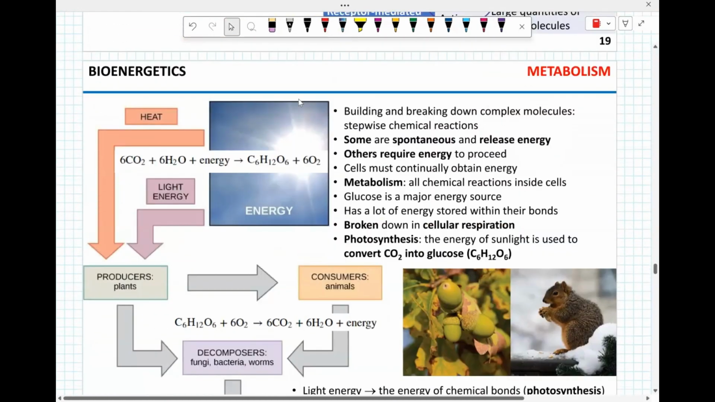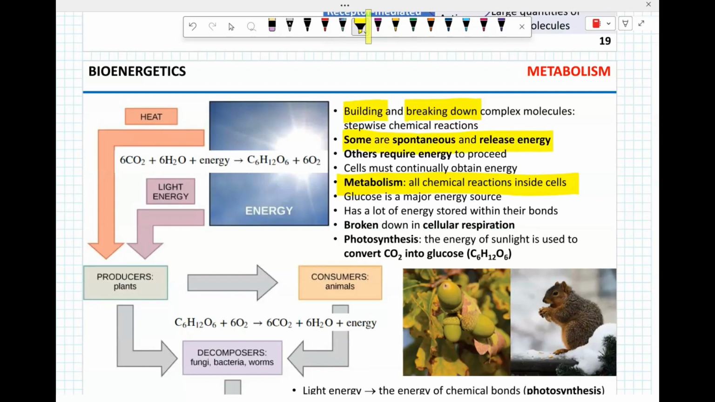Now we're going to shift gears and move into the concept of metabolism and bioenergetics. So metabolism is the sum of all chemical reactions inside of the cell. These reactions can include breakdown of complex molecules or their synthesis. Some of these reactions are spontaneous and release energy. Other reactions require energy to proceed, therefore cells must constantly obtain energy.